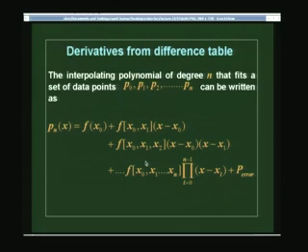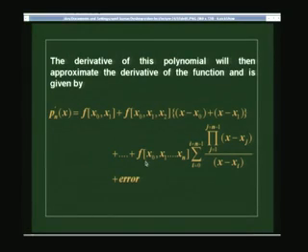Okay, and then we can find the derivative of this polynomial. The derivative of the polynomial is now another polynomial which starts with this coefficient f of x 0 x 1, okay. And then it goes all the way to the last term, which is now a product of x minus xj divided by x minus xi.